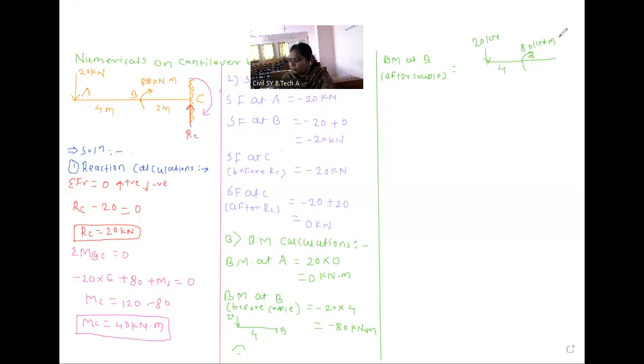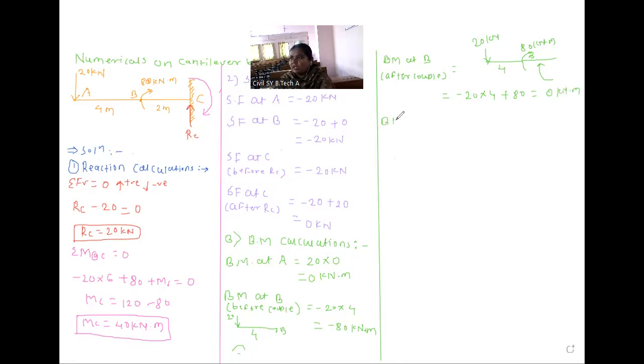Now the bending moment, which is equal to, this 20 kilonewton force pushes downward, so minus 20 into 4. And this couple is going clockwise direction, and this pushes upward to the beam. So sign is plus 80. So minus 80 plus 80 is equal to 0 kilonewton meter. So bending moment at B after couple is equal to 0 kilonewton meter.